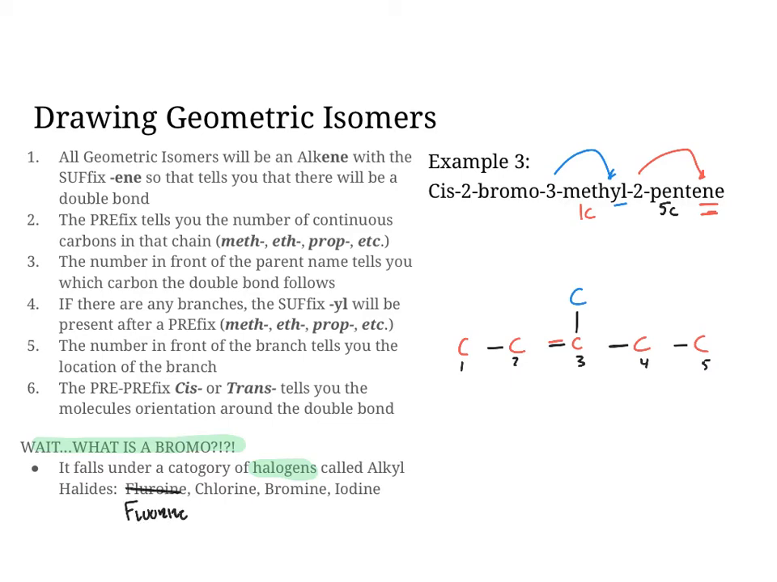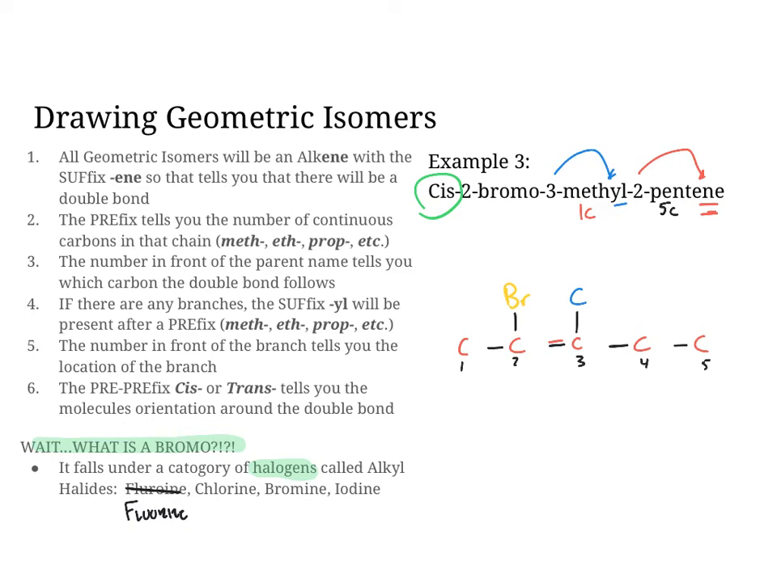I have no idea what happened there, but it's fluorine. In any case, on the second carbon, I need to put a bromo group or a bromine, and because I'm told that this is cis, the bromine has to be on the same side of the double bond. So I'm going to do my bromine here, and I'm going to write Br.